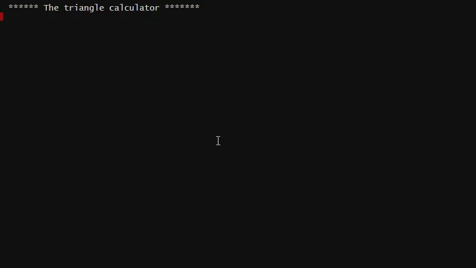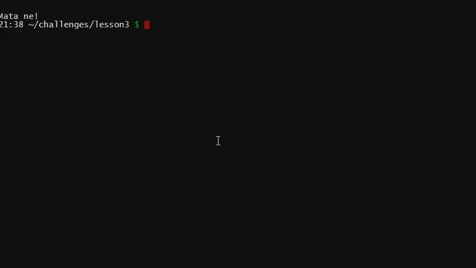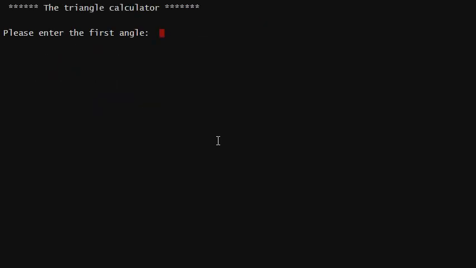Let's just run that one again. Let's try one more time. Let's try with 60 degrees and 60 degrees, which should have the remaining angle of 60 degrees. And it should be an equilateral triangle. Excellent, good stuff, perfect.